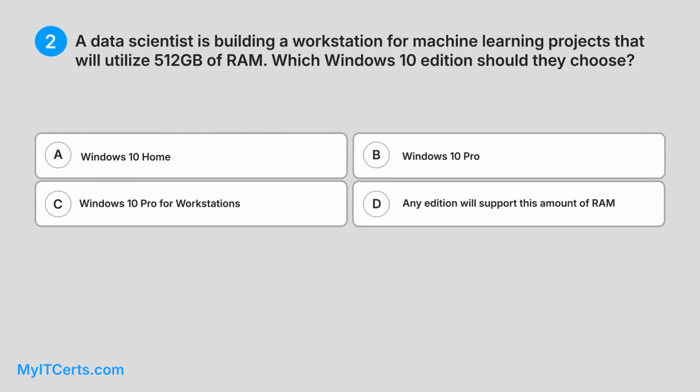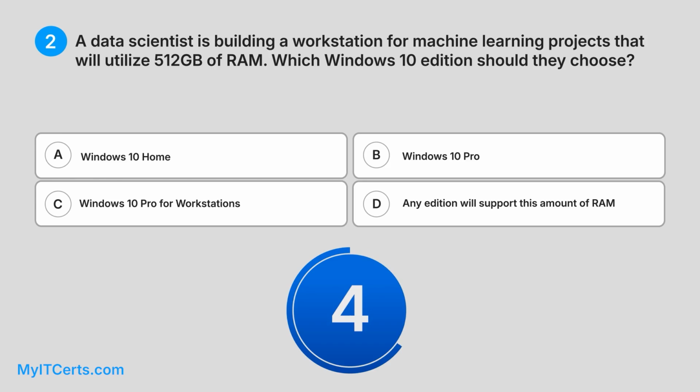2. A data scientist is building a workstation for machine learning projects that will utilize 512 GB of RAM. Which Windows 10 edition should they choose? A. Windows 10 Home. B. Windows 10 Pro. C. Windows 10 Pro for workstations. D. Any edition will support this amount of RAM. Can you guess the answer?